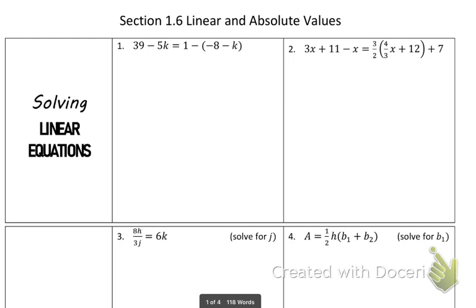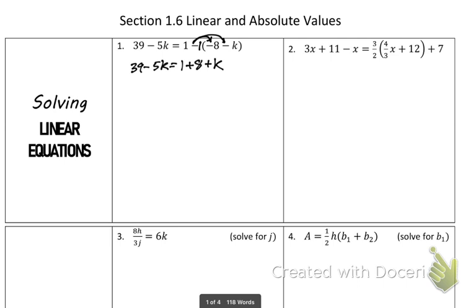So I picked these two for particular reasons. They both come up with unique situations. These parentheses, if you have a parenthesis and a negative sign out front, that negative sign is really a -1 in hiding, and you need to distribute that negative. It is a common mistake I see throughout math careers that we don't realize that this negative gets distributed to both. So that means we're going to have 39 minus 5k equals 1 plus 8 plus k, because I'm subtracting that whole thing, and I distribute that negative sign, and I have a plus action.